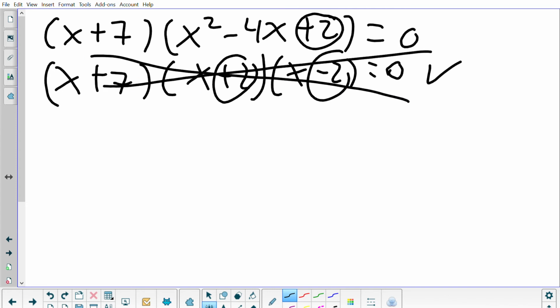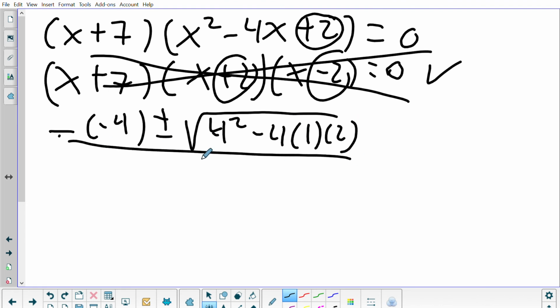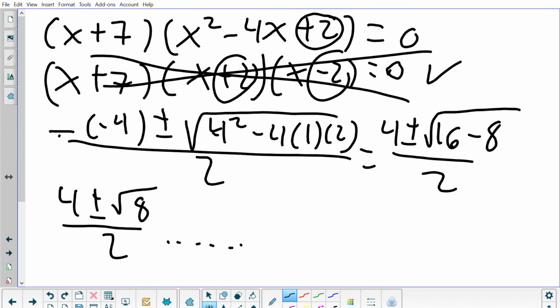So what we would have to do is the quadratic formula. We'd say negative b plus or minus square root b squared minus 4ac all over 2a. And so we would get 4 plus or minus 16 minus 8 over 2. And so we get 4 plus or minus the square root of 8. And we would go down that rabbit hole to find out what x equals those two numbers.